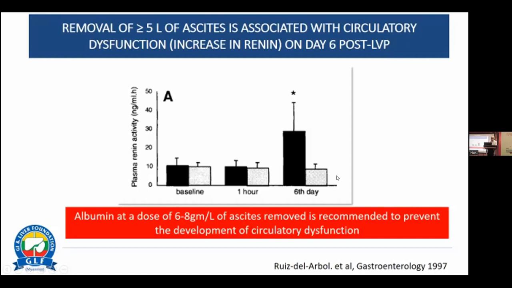For less volume paracentesis, albumin is low, 1 liter, 6 to 8 grams of albumin per liter, no more. In terms of cost, this is a low-cost measure.